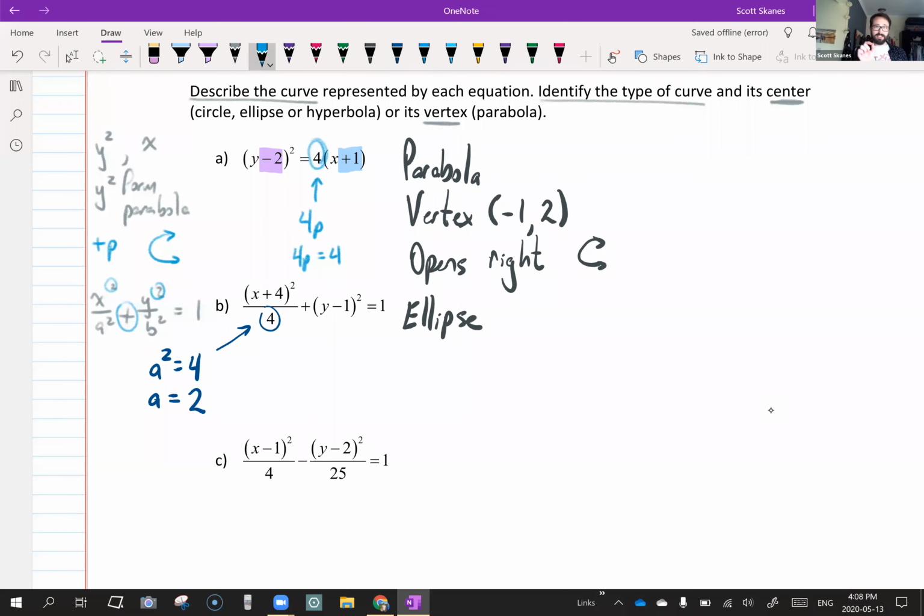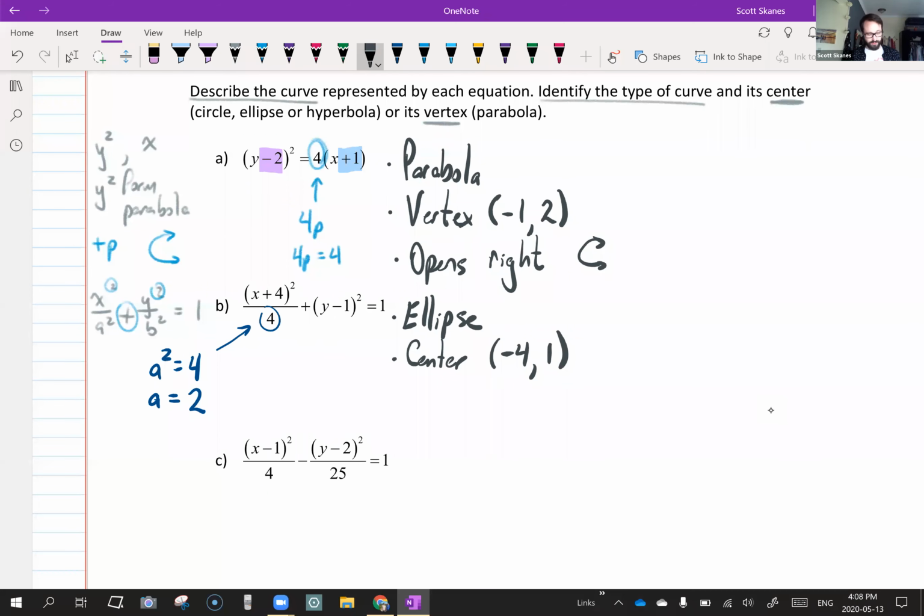If you just changed the minus in the middle, you would get a hyperbola. And this is not a hyperbola. Okay, so we need our three things. We have ellipse. What's the second thing we need? Does an ellipse have a vertex? It does, but it's only asking for the center. So the center. What's the center in this case? Well, you look at the x part, change that sign, -4. Look at the y part, change that sign, that's a +1.